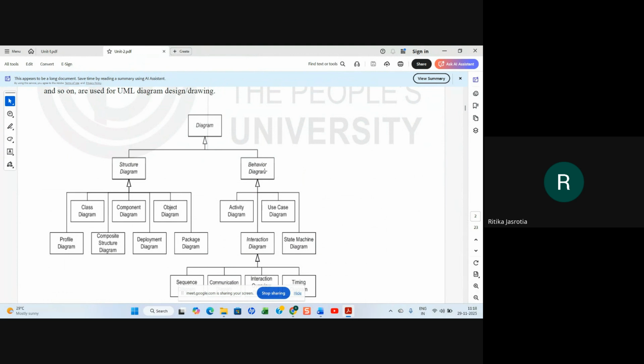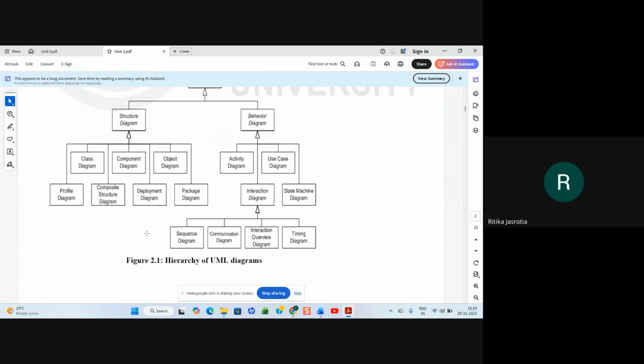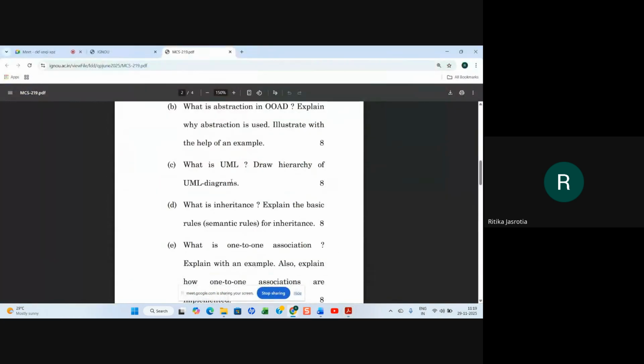And under the behavioral diagram, you have activity diagram, use case diagram, state machine diagram, and communication diagram and sequence diagram. These are the interaction diagrams you have. In the interaction diagram, we only study sequence diagram and communication diagram, and other diagrams are activity, use case, and state machine. So this is the hierarchy of UML diagrams which you have to mention in the question. So this is your answer to this question.